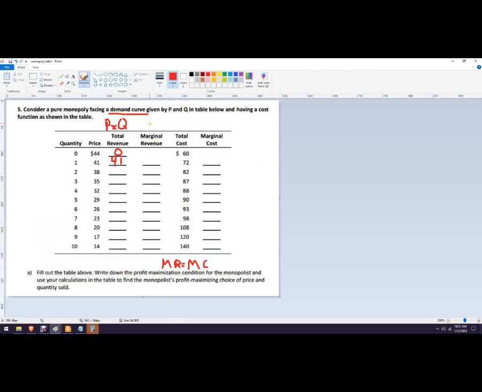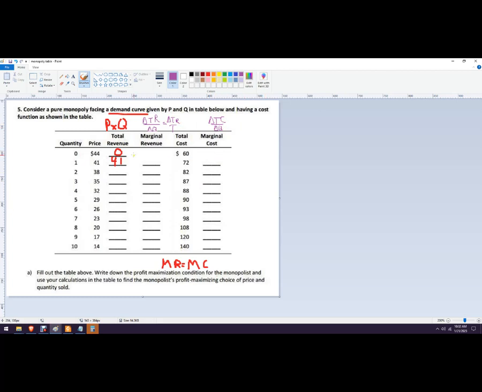And then marginal revenue is the change in total revenue divided by the change in quantity. Now in this problem and most AP micro questions, your quantity is changing by 1, so the denominator is always 1. So it's really just the change in total revenue. And same thing with marginal cost: it's the change in total cost divided by the change in quantity.